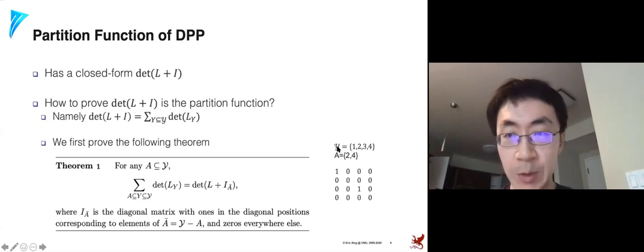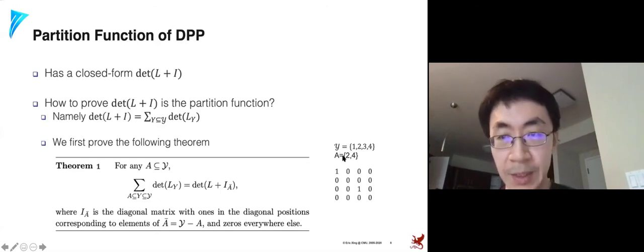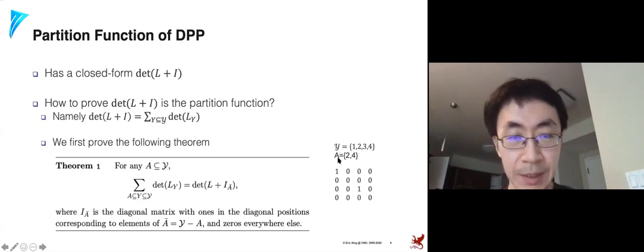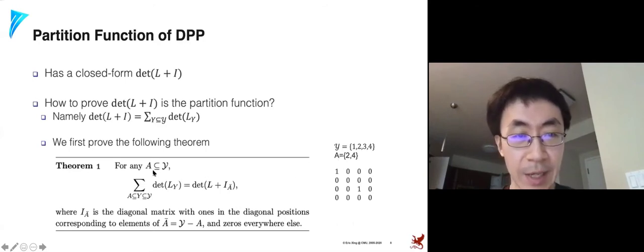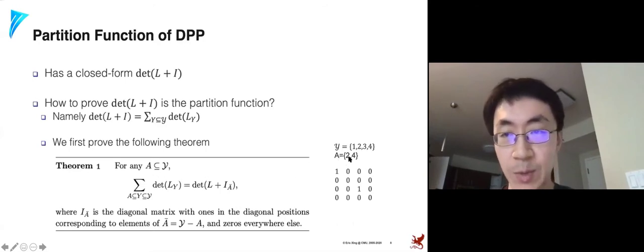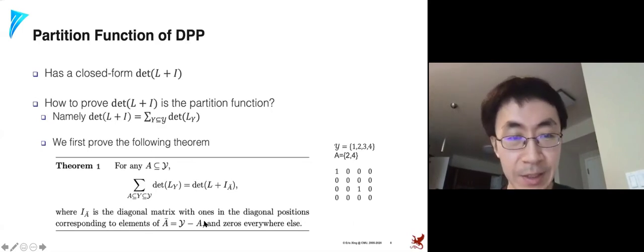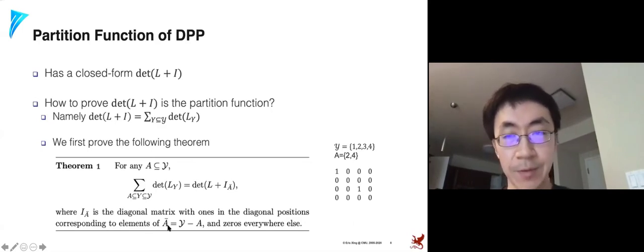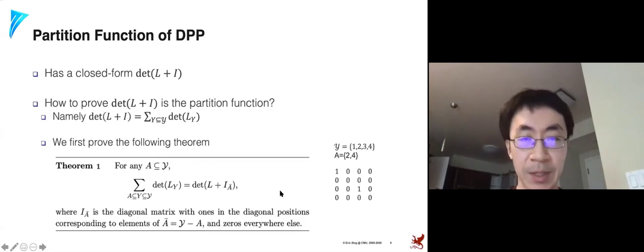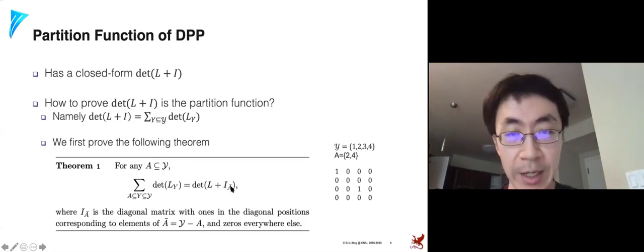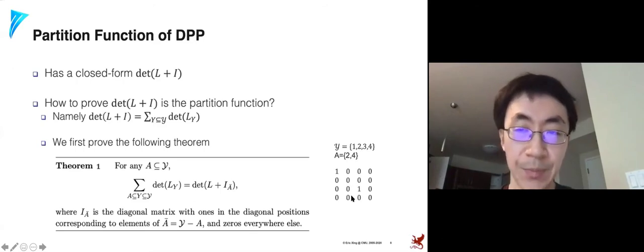So we have a universal set Y, and say this arbitrary set A is 2 and 4. Then the complementary set A bar would be 1 and 3, right? And so in this matrix I A bar, according to the definition, 1 and 3 on the diagonal will have 1s, and all the other entries are 0.